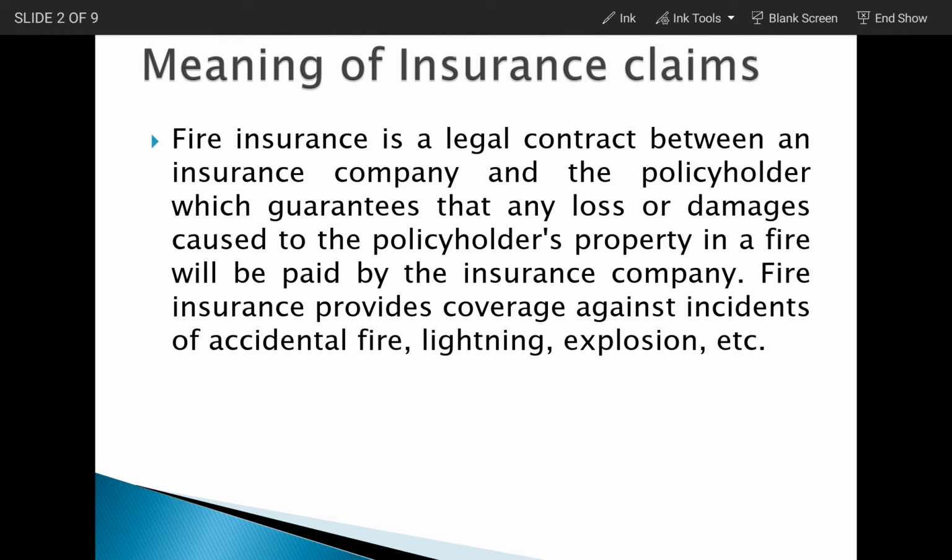So when it comes to the meaning of insurance claims, it is a contract between two parties, majorly the person who is seeking insurance and the person who is providing insurance. So we can say it is a contract between the insurance company and the insured. And for what purpose will they take the insurance? To safeguard or to recover from the losses. And especially here it is purely for fire insurance claims.